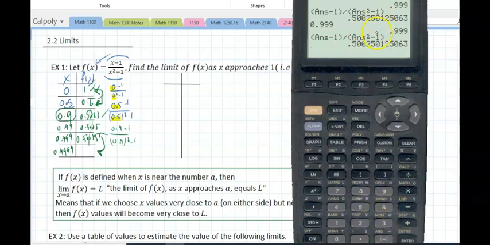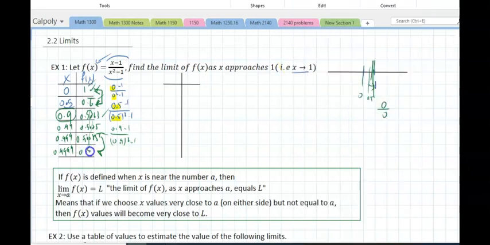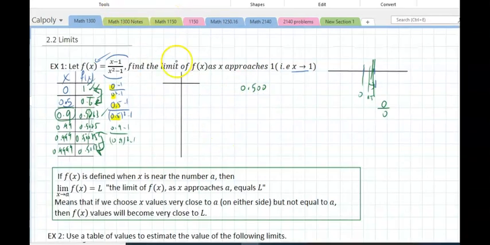0.525. You notice these numbers are almost the same. Okay, so if I round, that looks like 0.500. Now, if they say find the limit, I did the bottom. Now I want to do the top. So let's see how this works.